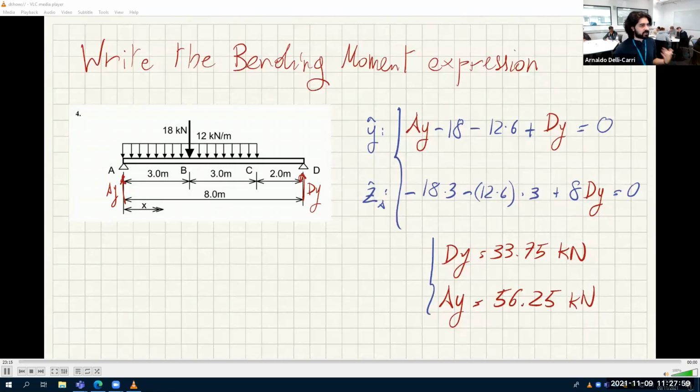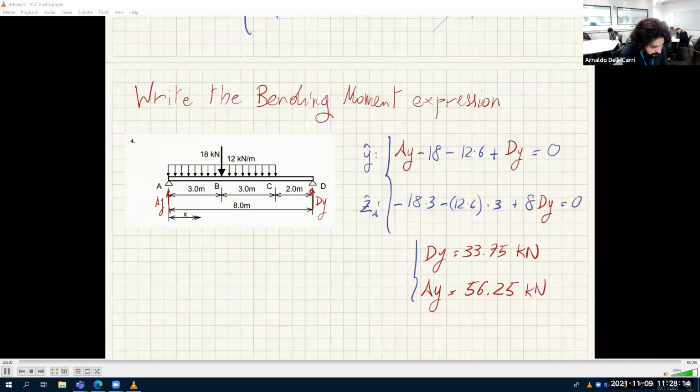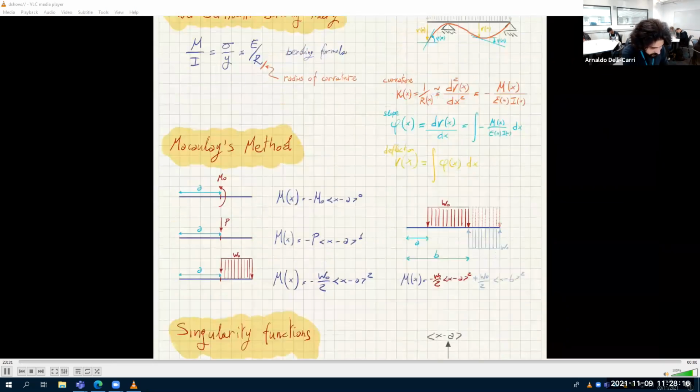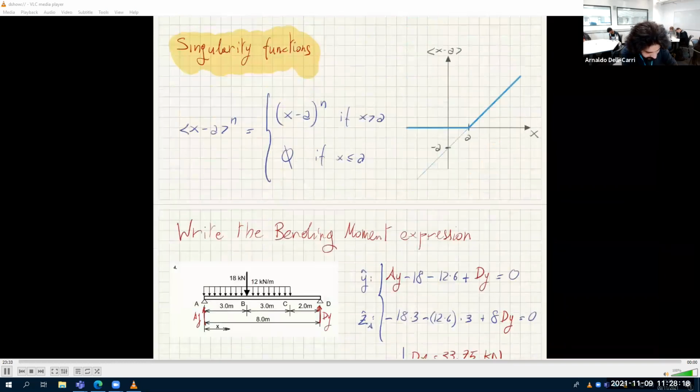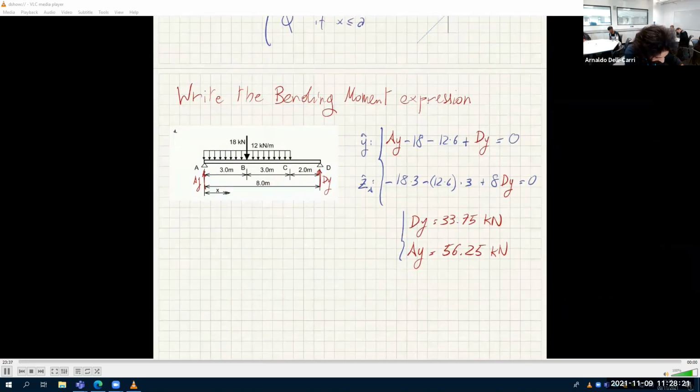You need from A to B, from B to C, and from C to D. So you have to cut 3 times, you have to solve the equations 3 times, and then find the bending moment expression 3 times. It's very involved. I mean, it's convoluted. It takes a lot of time. But now I'm going to show you that with the power of this table, it's very easy to find using Macaulay's.